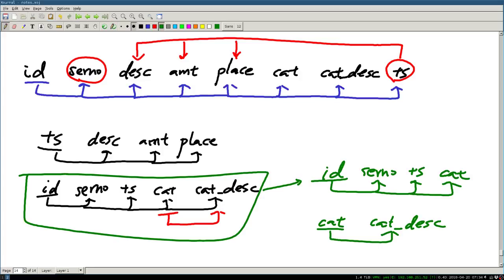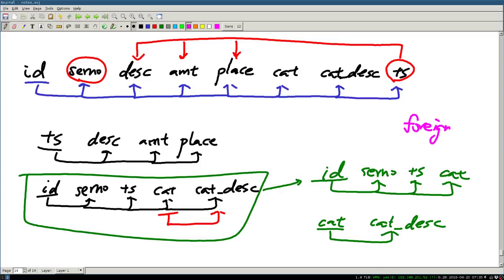So the definition of candidate key, primary key, and the definition of partial dependency and non-key attribute, or the transitive dependency, are related to candidate keys.